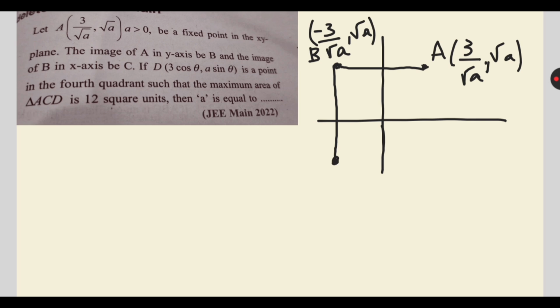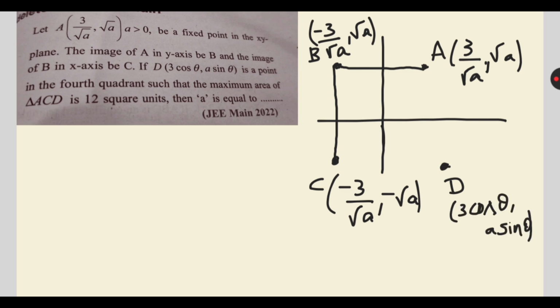That point is C. So this point is going to be minus 3 over root a and minus root a. This is the C point. Next, what is given? D(3 cos theta, a sin theta) is a point in the fourth quadrant. That means there is also one D point in the fourth quadrant, which is (3 cos theta, a sin theta), such that the maximum area of triangle ACD is 12 square units. Then we need to find only the a value.